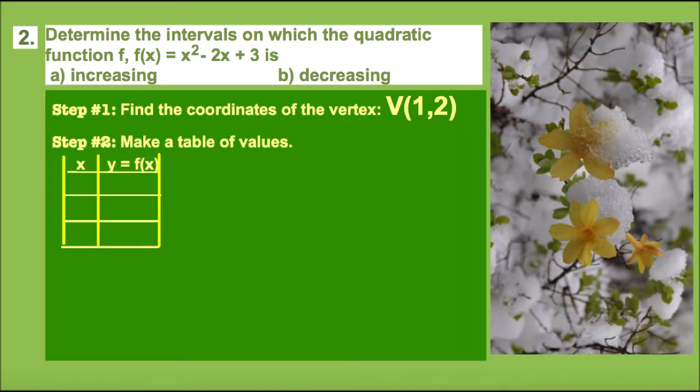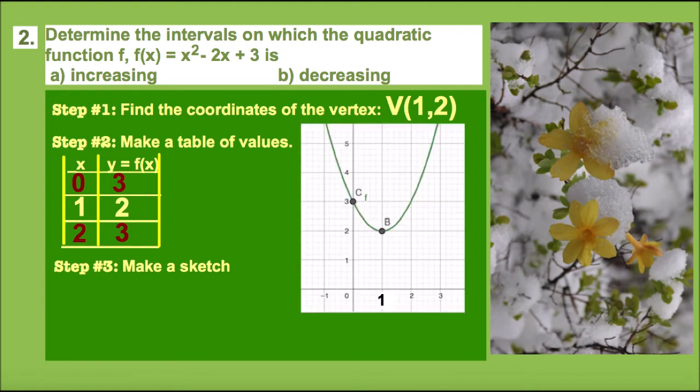Step 2. Make a table of values. Our first value is (1, 2), being the vertex. We know it. Next value, x equals 0, f of x equals 3. Another value we can try is 2 with a y of 3. Step 3. Make a sketch. As seen here, we have our points that we found in our table of values and the resulting sketch.